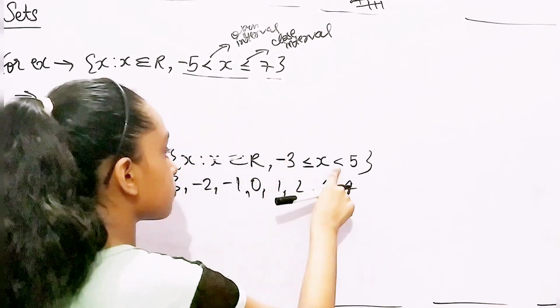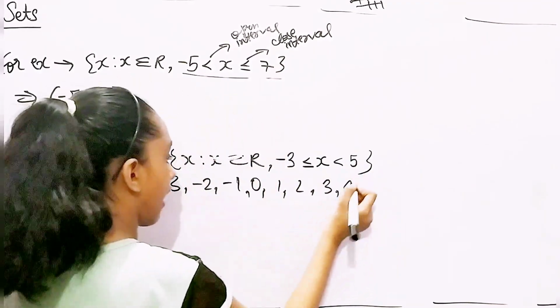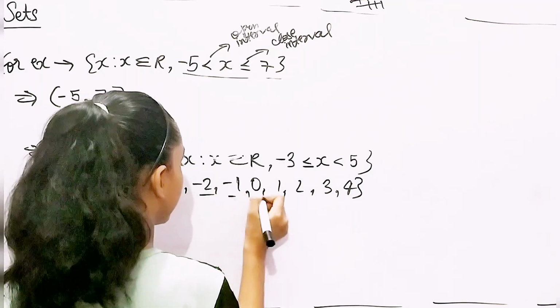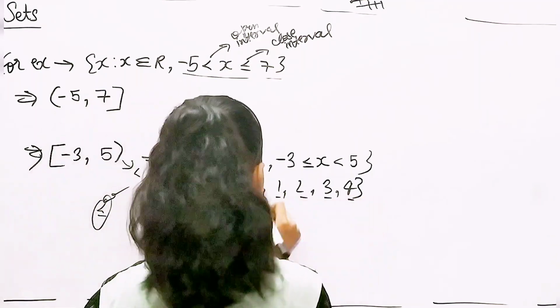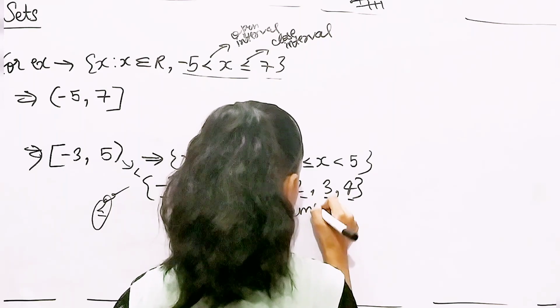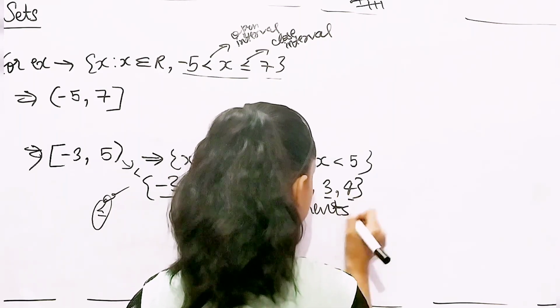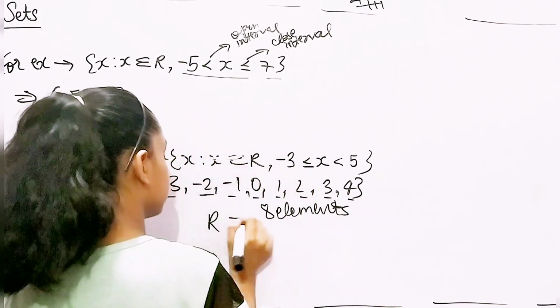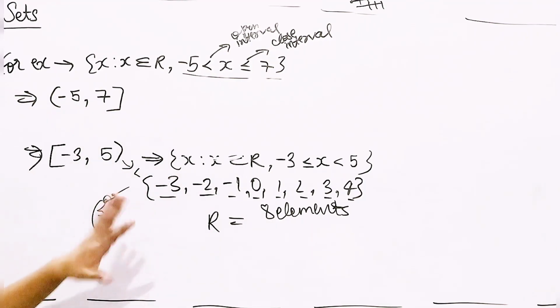Because it's saying that x is smaller than 5. Which means that we'll have 1, 2, 3, 4, 5, 6, 7, 8. 8 elements in our set R. Isn't it? Okay, so this is like all the way.